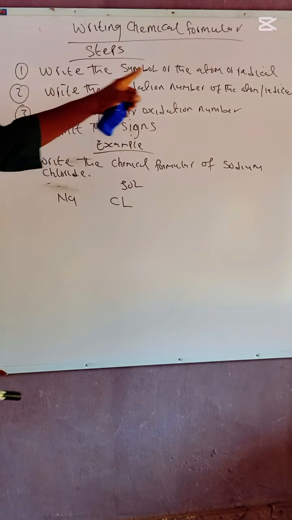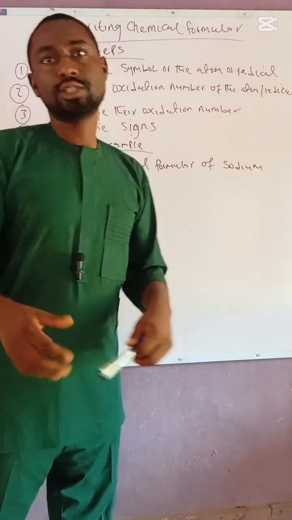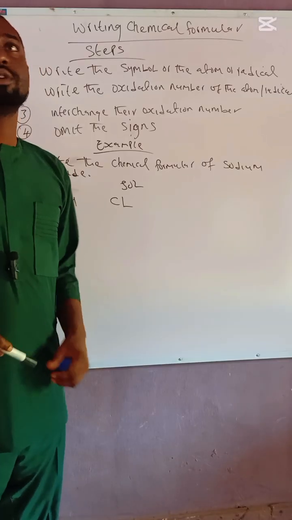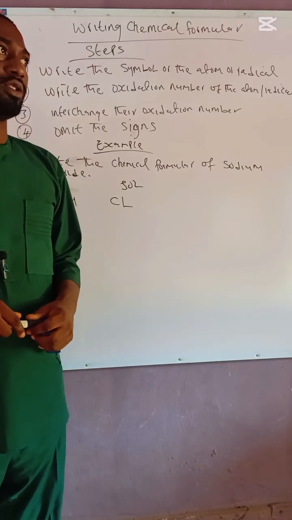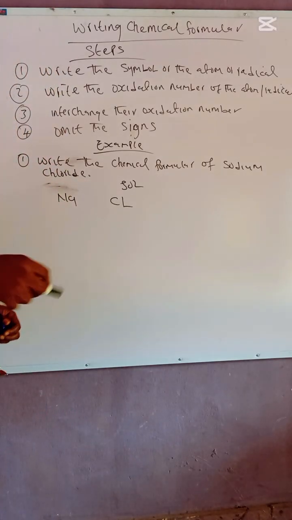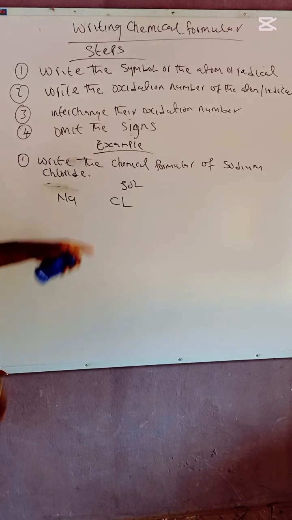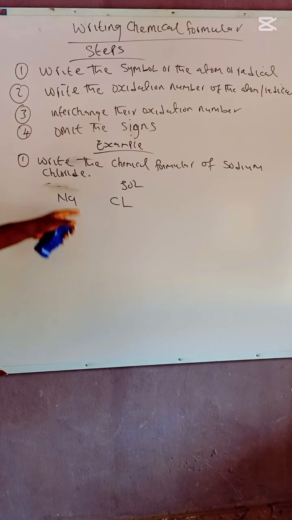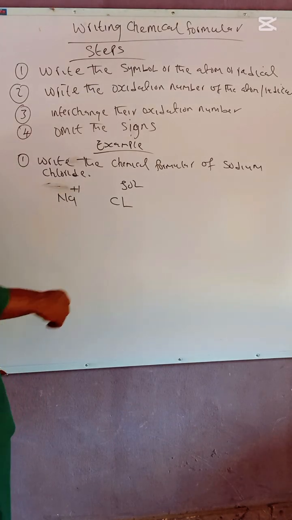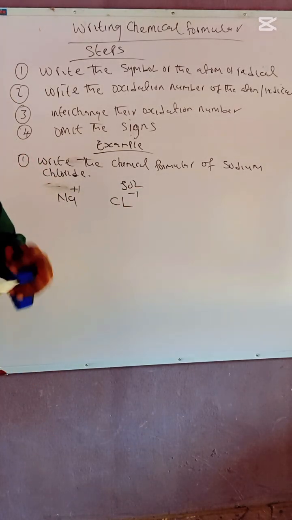They say make we write the oxidation number of the atom and radical. You know say we don learn how to write oxidation number. If you never learn am, go watch my other videos on oxidation number. Even videos for balancing of chemical equation, you go see I talk about oxidation number there. So oxidation number of sodium na wetin? Na plus one. Oxidation number of chlorine na wetin? Na minus one. Okay, make I just run am sharply.